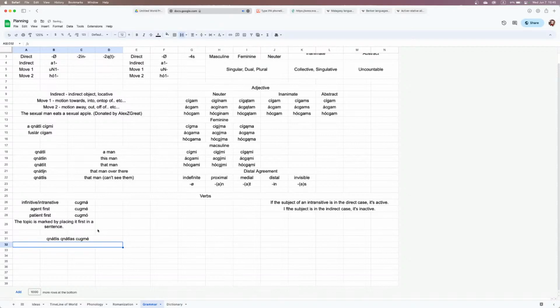And then if we reverse them, it means the exact same thing, but the order of the words is different.